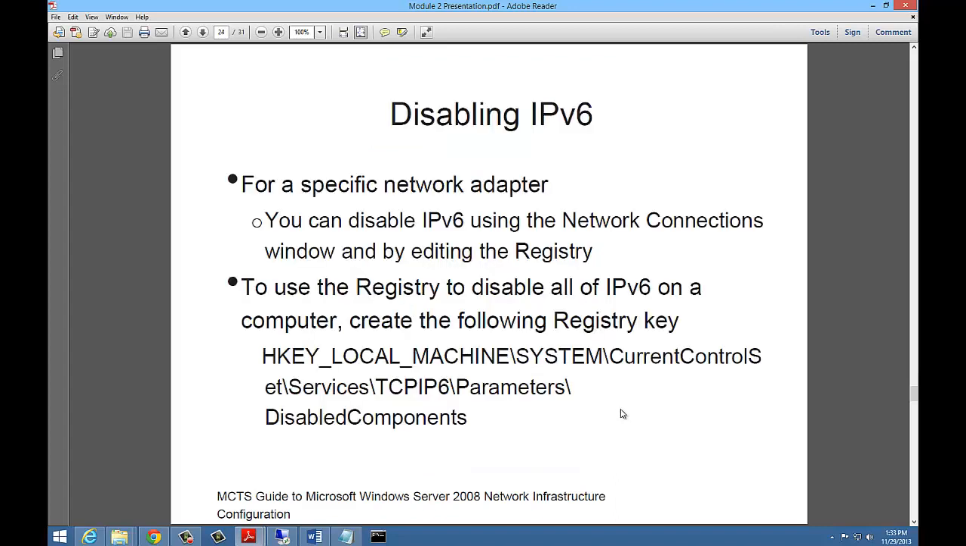You will be disabling IP version 6 in a later lab, and you can disable IP version 6 using the network connections window or by editing the registry. You can either uncheck IP version 6 right from your network connections, or go into the registry and disable it for all the network interface cards. Sometimes if version 6 causes problems with certain programs, you'll need to disable it to rectify that. Other times, if you don't have version 6, you'll also have problems. It just varies based on what programs and applications you install on your server.